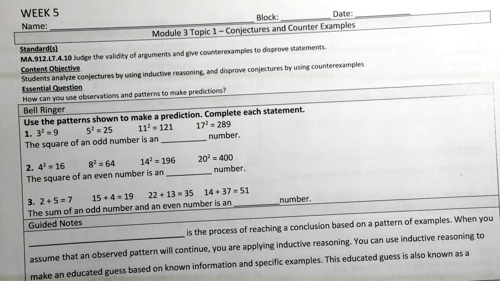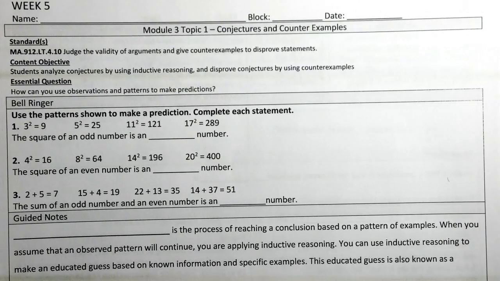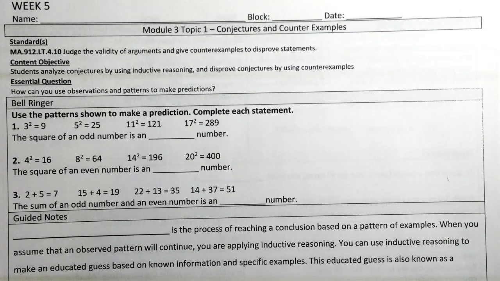For the bell ringer, it says use the pattern shown to make a prediction. Complete each statement. I want you to pause the video here. I'm going to wait 3 seconds and continue. Just work this bell ringer by yourself.